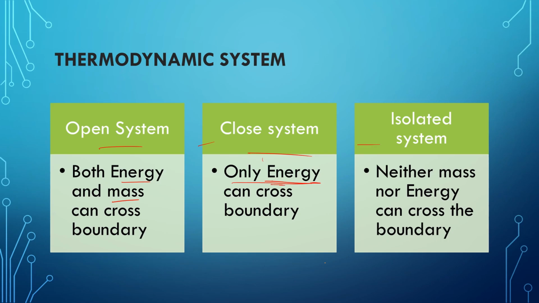In an isolated system, neither mass nor energy can cross the boundary. So fixed mass and fixed energy. That's why it's called an isolated system.